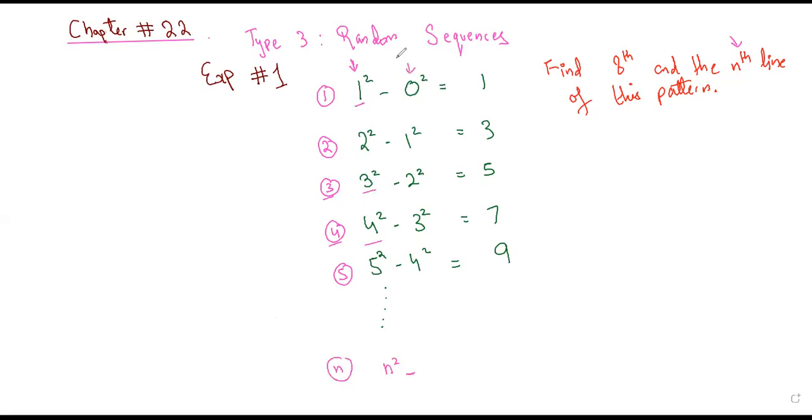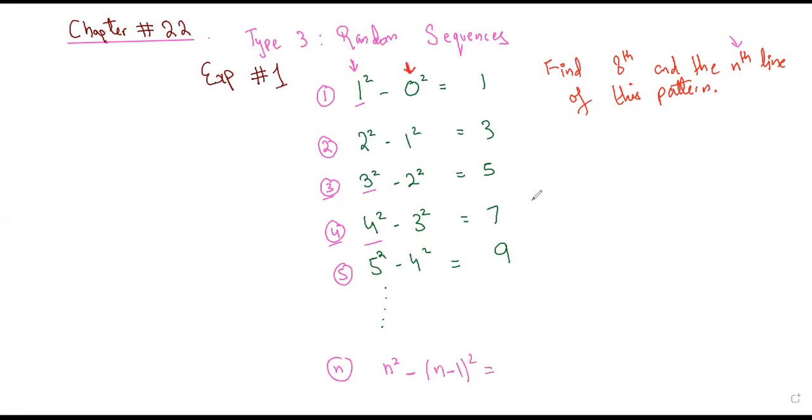What about these values, 0 square, 1 square, 2 square, 3 square, and 4 square? Saneem, what do you think? N minus 1. Very good. N minus 1 square. Okay, excellent. So it is going to be n minus 1 square.